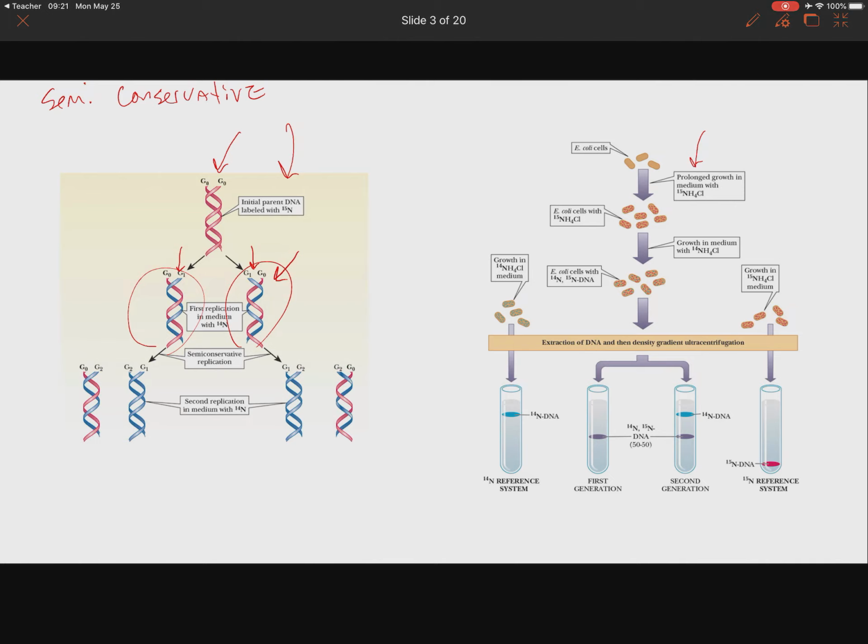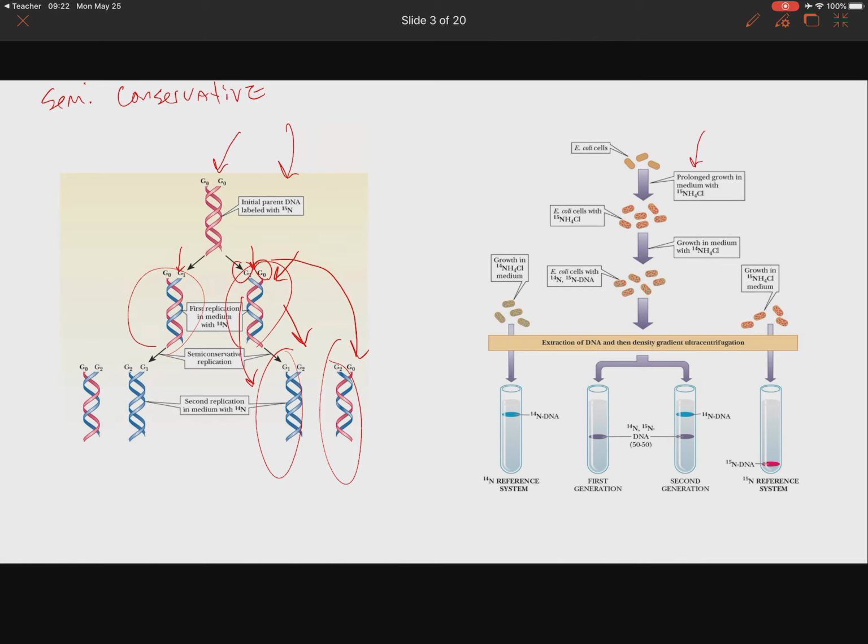And then again, we can see that after another round of replication, each of those new daughter cells that came from this cell only got one half of the genetic information. The G0 went to this side and the G1 went to this side. So we call it semi-conservative.